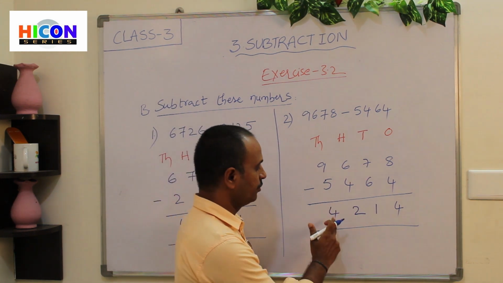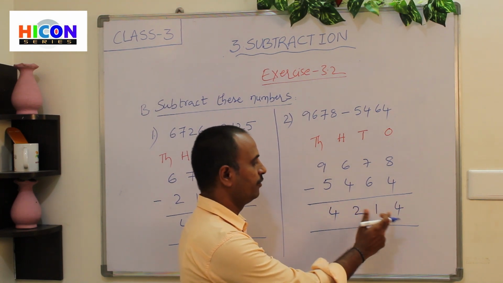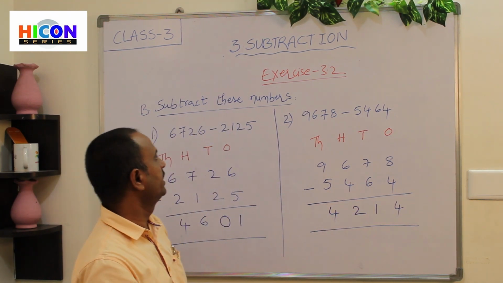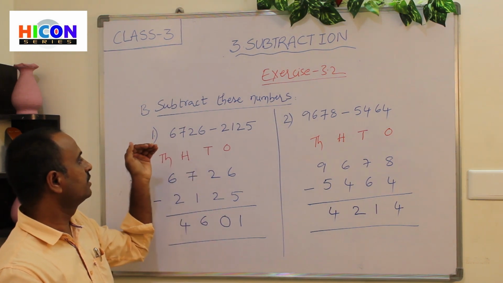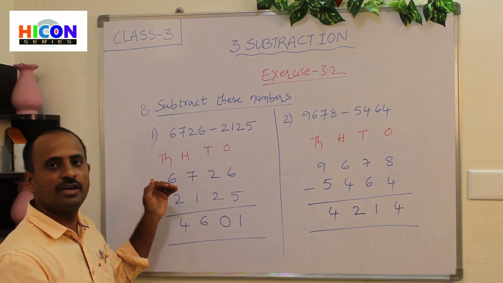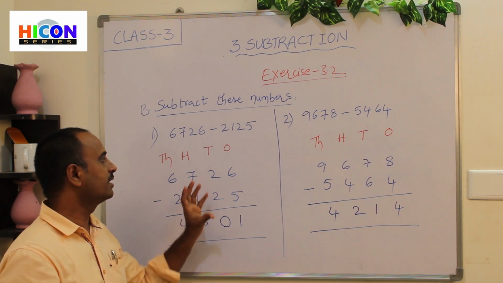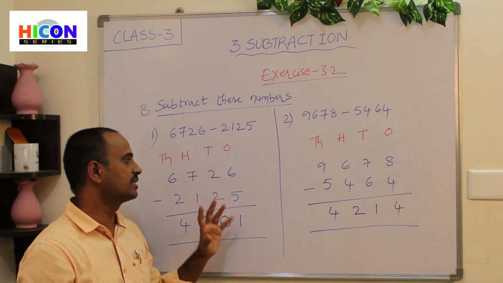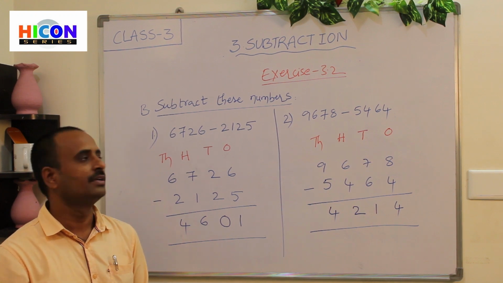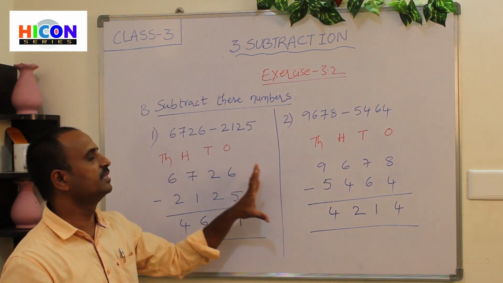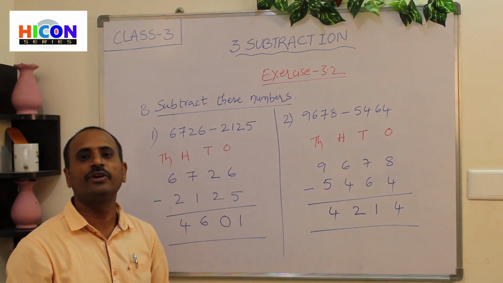So the answer is 4214. So children, in this way we can practice such type of subtractions. So in these you have to arrange first the one number below the other at their corresponding places and do the subtraction in the same way as that of the 3-digit numbers, and practice the remaining problems in this exercise in the PDF at your home.